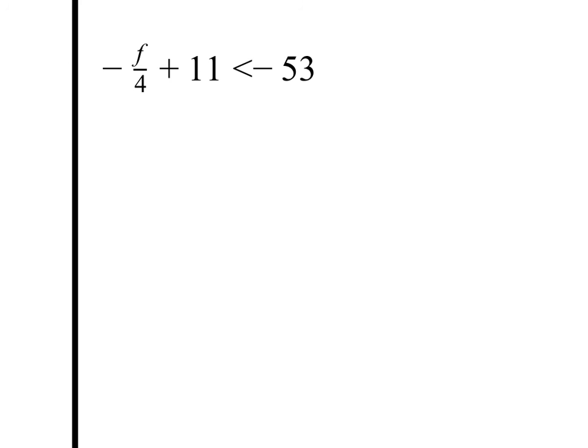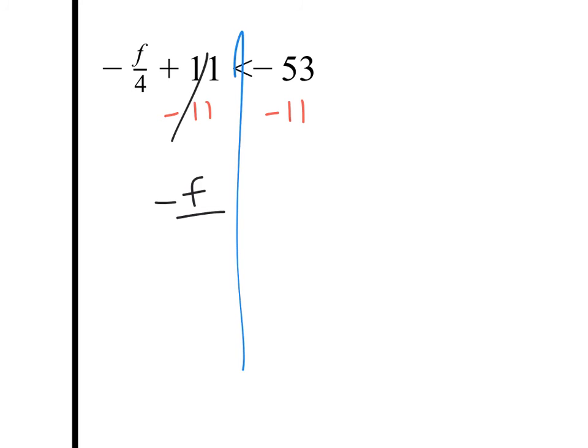Last one. Draw your balancing line and undo the addition by subtracting. Negative f over 4 is less than negative 53 down 11 more, so negative 64. Okay, I understand that you have a negative number right now, you do not flip the sign. You only flip the sign if you are multiplying or dividing by a negative number. That hasn't happened. Not yet, at least.